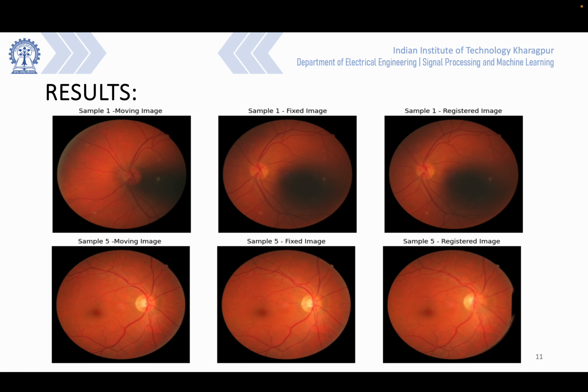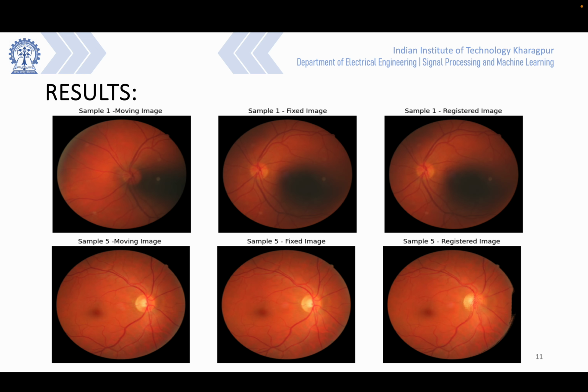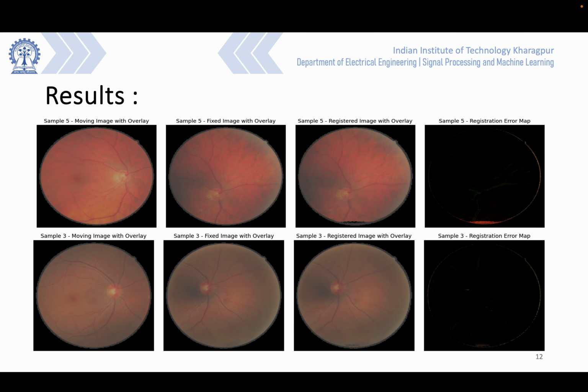And these are the results: the moving image, fixed image, and the registered image. This registered image is the output from the U-Net and the spatial transform block, and the moving image and the fixed image are the inputs that we are giving to the U-Net, and the output I get is from the spatial transformer block. And these are the results.